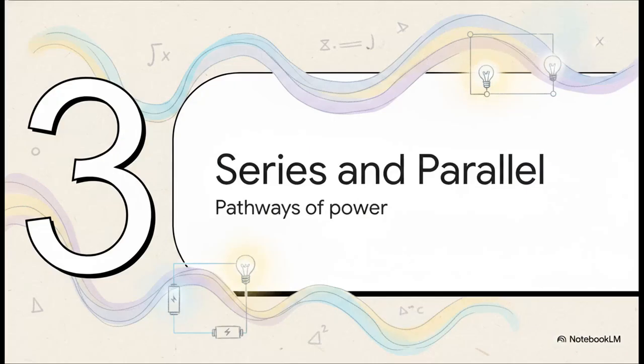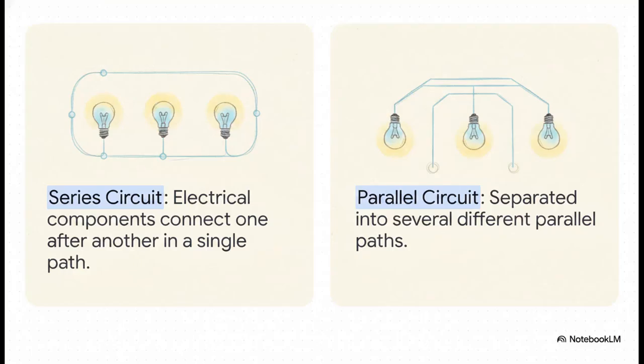Part 3. Series and Parallel Circuits. Pathways of Power. When you're building a circuit, you basically have two main choices for how to lay the track. A series circuit is the simplest route. It forces all the current through one single continuous loop. Every component is connected one after the other. A parallel circuit, on the other hand, is kind of like a highway with multiple exits. It separates the current into several different parallel paths, each containing its own electrical components.